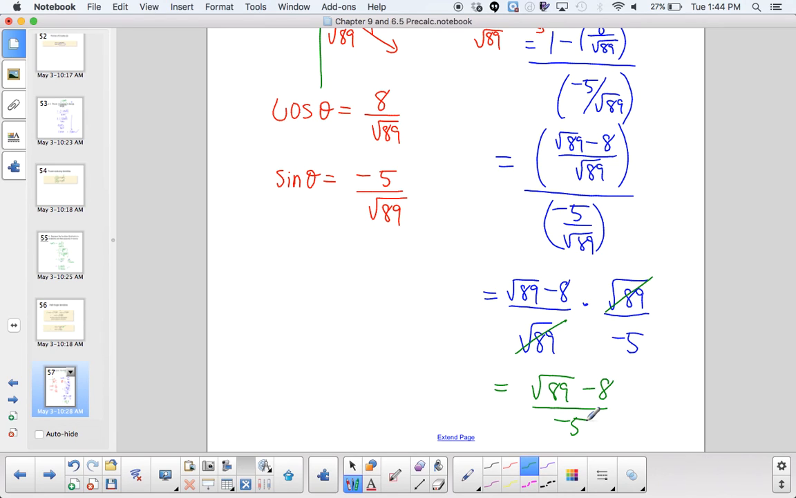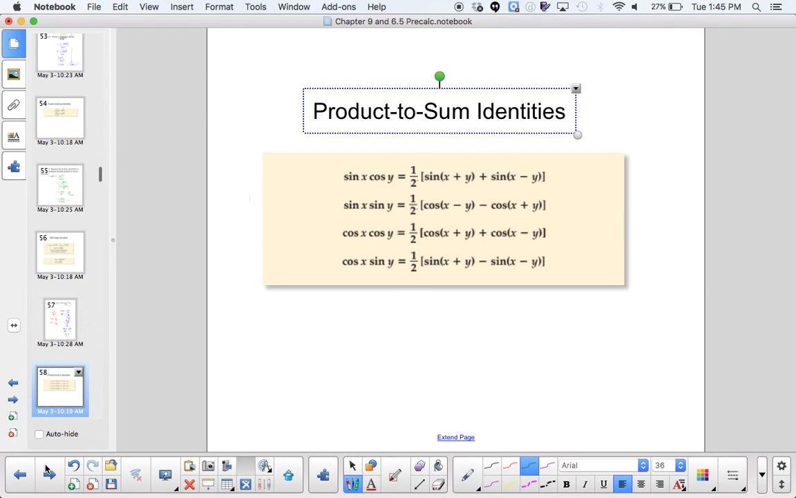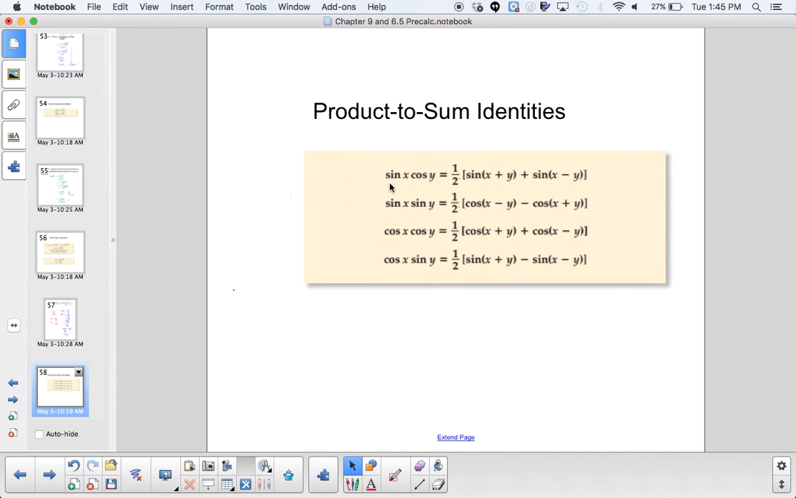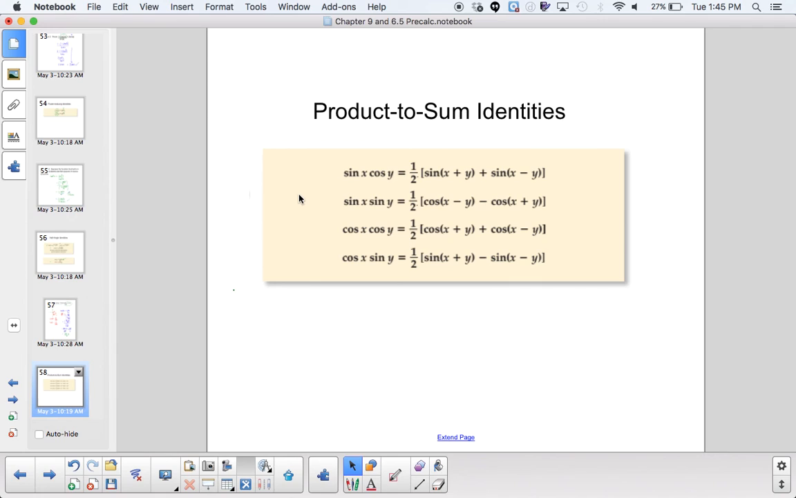We have two more sets of identities to look at. First of all, you have the product to sum identities, and these are exactly what they say. You've got a product, and if you were looking to take that product to a sum or difference, then we have these. Same with sine and cosine. And then you have a cosine x and a sine y.